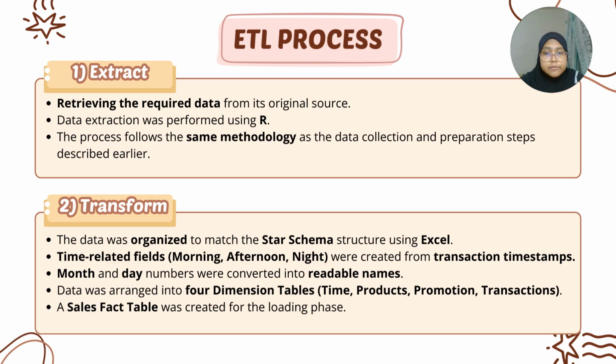Next is the transform phase. We clean and organize the data in Excel to fit the star schema. Time periods like morning, afternoon, and night are created, and month and day numbers are made readable. Then the data is split into 4 dimension tables, which are time, product, promotion, and transaction, and the sales fact table is prepared.